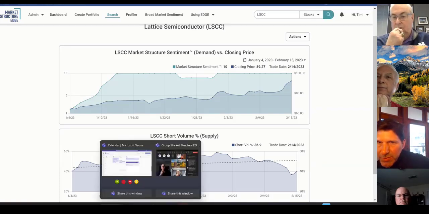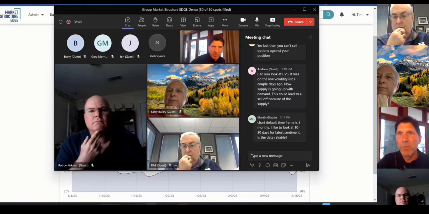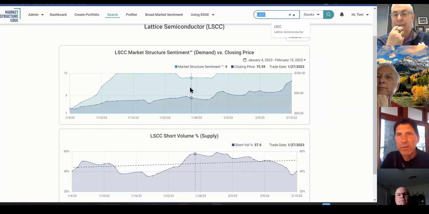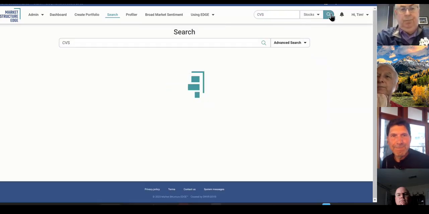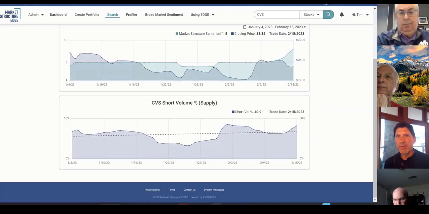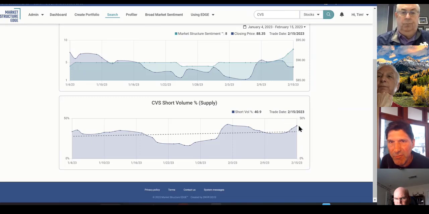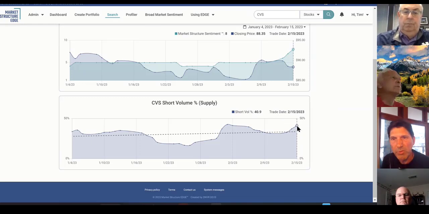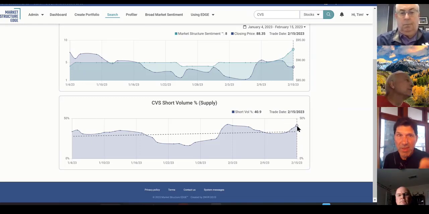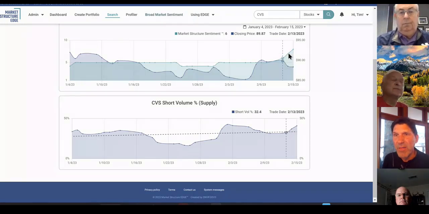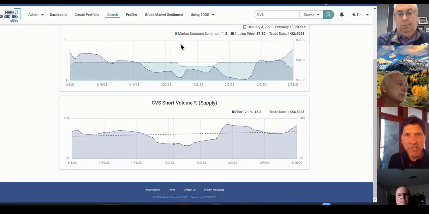Then can you look at CVS? Okay, we'll wrap with that, CVS. So, right, there's no divergence. Can demand overcome a rise in supply? Yes. And the supply is not very high. It's at 41%. That's well below the 50.2% that we see in broad sentiment. But this and this, I won't buy that. I'm going to go find something else.